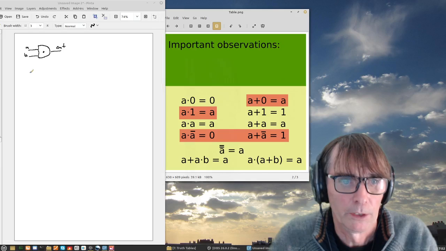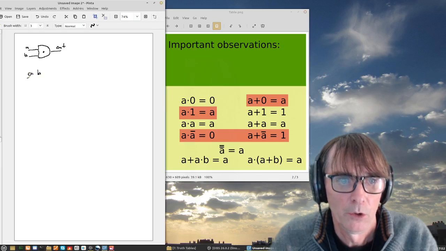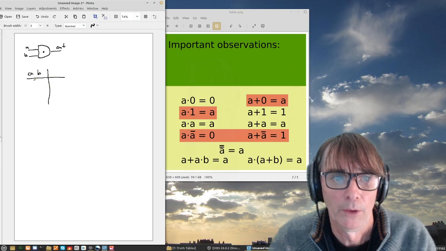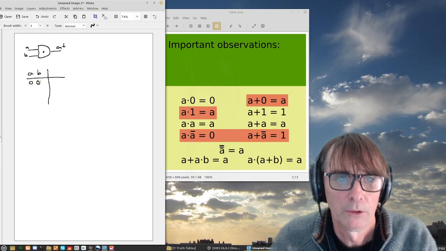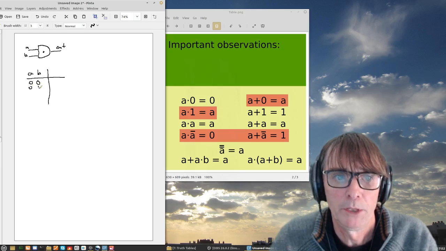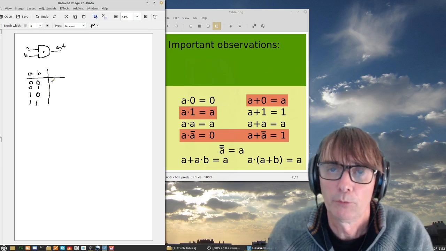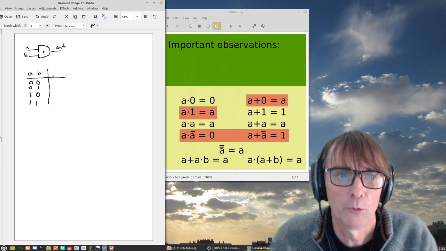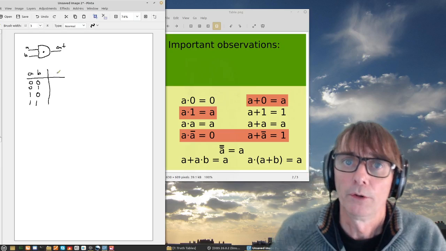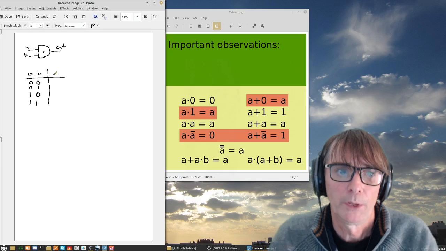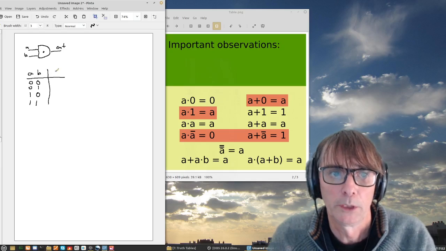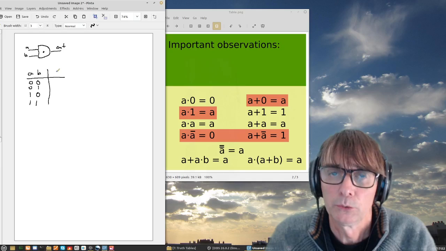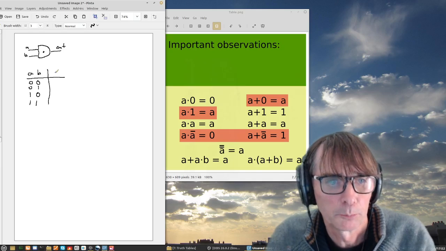Let's see what we have to do. We say A, B, what combinations can we have? Well, A can be 0, B can be 0; A can be 0 and B being 1; A being 1, B being 0; and A 1 and B 1. These are the four possibilities of the input, because any one value A or B can only take on the value 0 or 1. So we have two possibilities for either, and then 2 times 2 is 4 combinations possible.